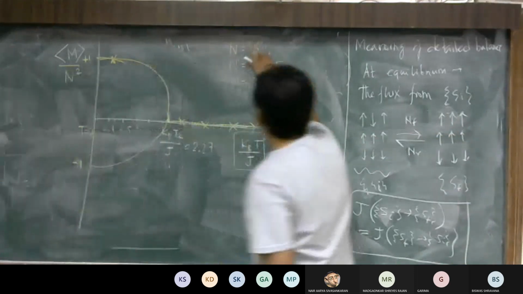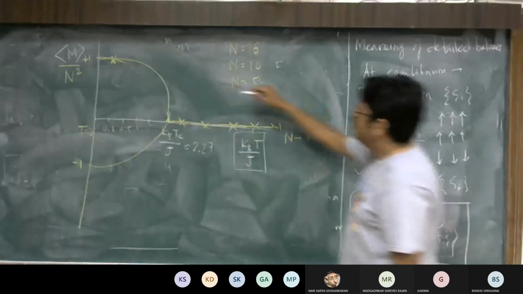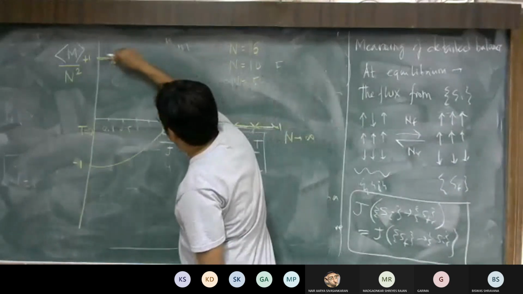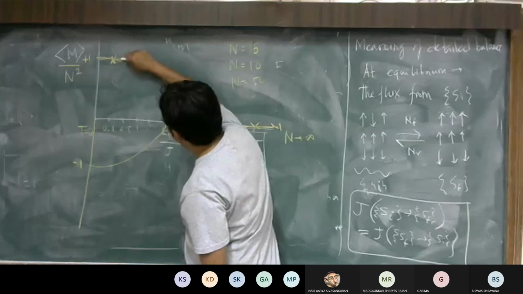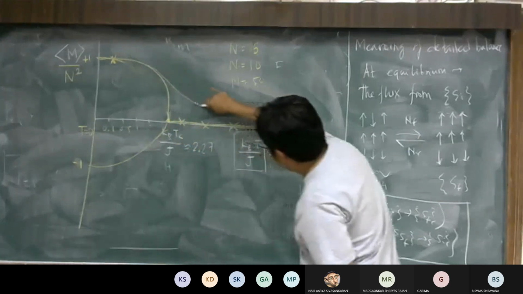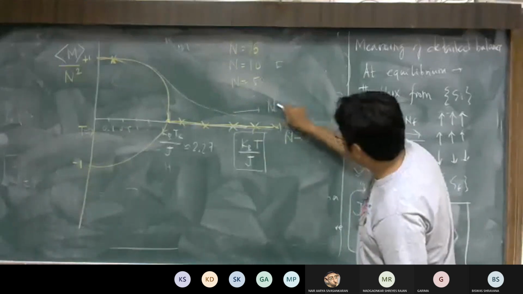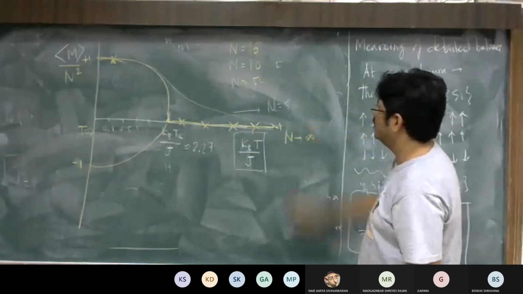If your system size is very small, n equal to 5, then it will not be so sharp. When you actually do the simulation and calculate the point, you will see that the fall is much more gradual for n equal to 5. This is what you will actually see when you do the Monte Carlo simulation.